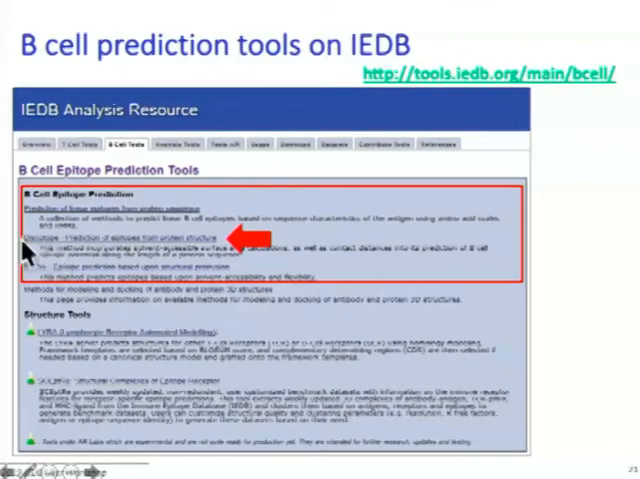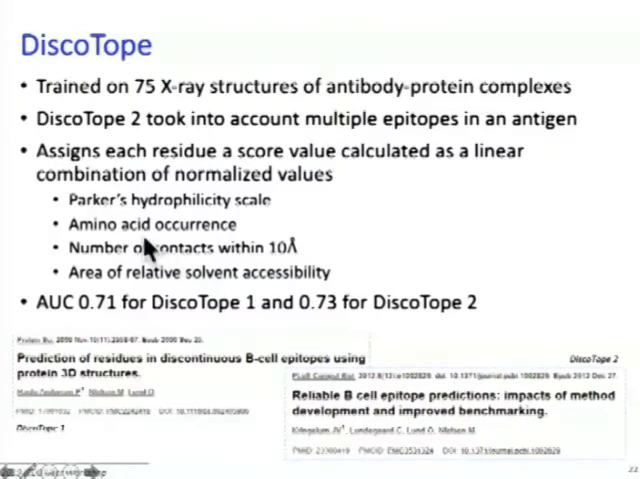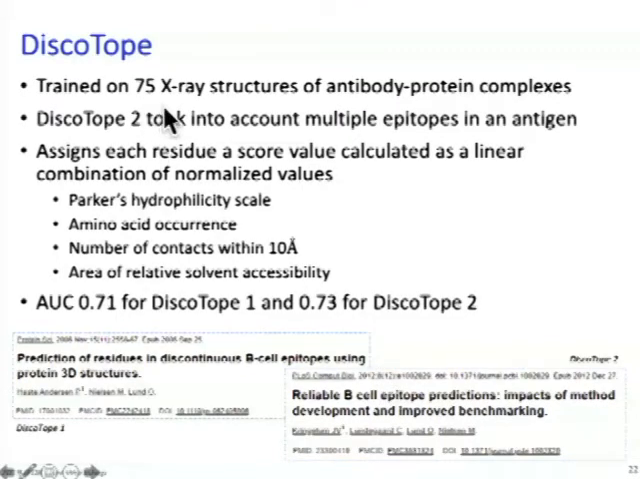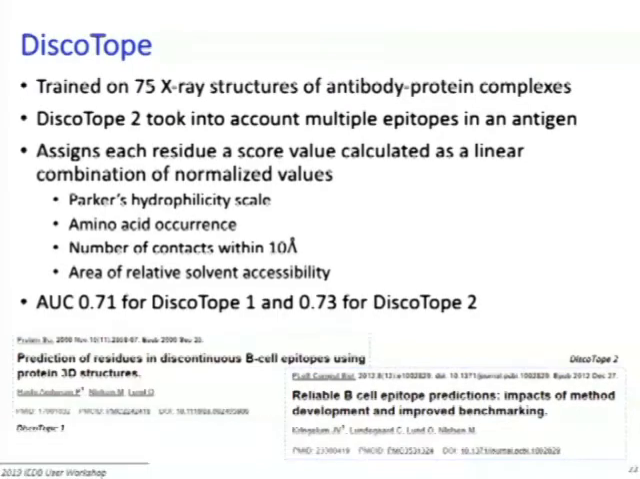Specifically talking about DiscoTope, that is an algorithm that was originally trained on 75 crystal structures of antibody-protein complexes. DiscoTope 2, which came out in 2012 (DiscoTope was 2006), took into account that there isn't just one epitope, there are often multiple epitopes in an antigen, and also took into account, I believe, homodimers and heterodimers, so that parts of the proteins are actually not even accessible for antibody binding in the training.